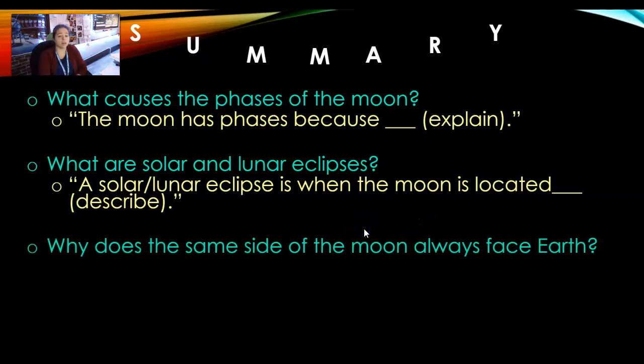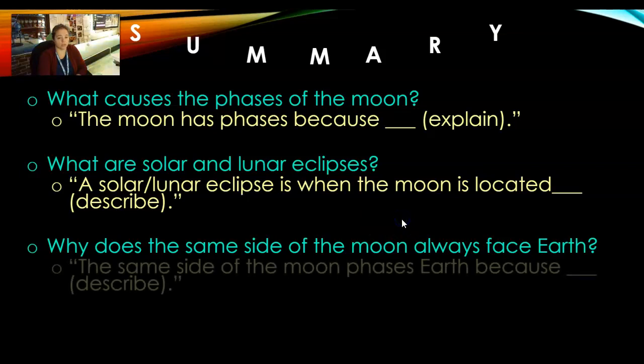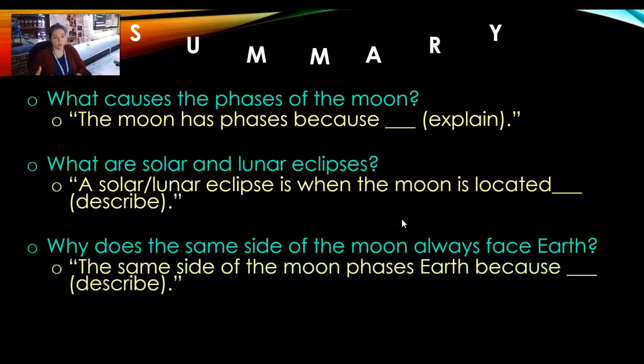Why does the same side of the moon always face the Earth? We talked about this a little bit. The same side of the moon faces the Earth because the moon rotates in the same time as it revolves. That means it takes 29.5 days for it to revolve around the Earth and 29.5 days to rotate on its axis.